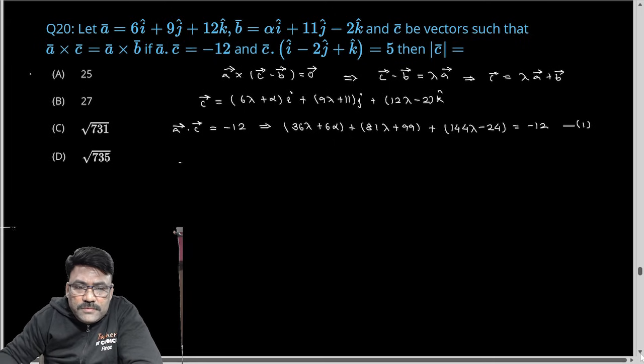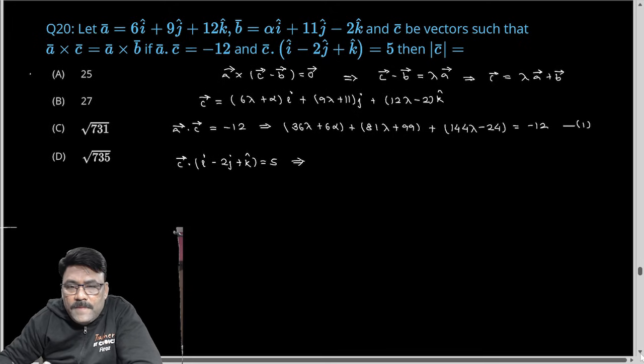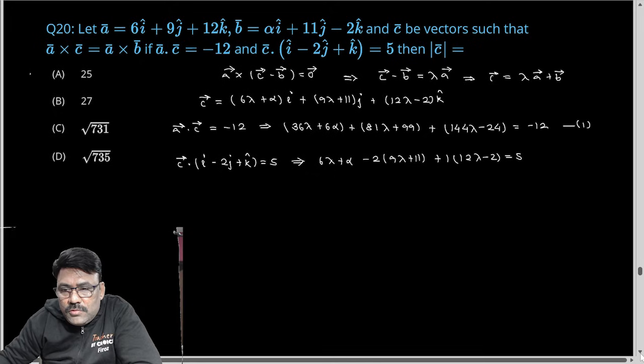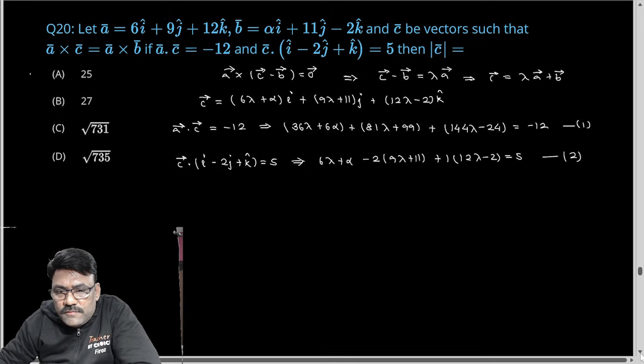Then write C dot (i minus 2j plus k) is equal to 5. Now take the dot product of C with this vector i minus 2j plus k. So 1 into (6 lambda plus alpha) minus 2 into (9 lambda plus 11) and 1 into (12 lambda minus 2). So this is 5. So you got a second equation in lambda and alpha from here.